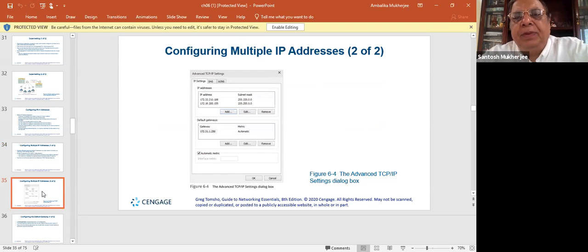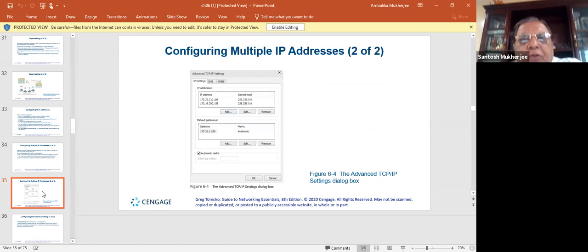Configuring multiple IP addresses, you have to have IP settings: IP address, subnet mask, default gateway, and then you have multiple IP addresses, but those addresses have to be in the same subnet as the main host address, and the advanced TCP/IP settings should be in the same dialog box so that you can configure them from a single point of connection.